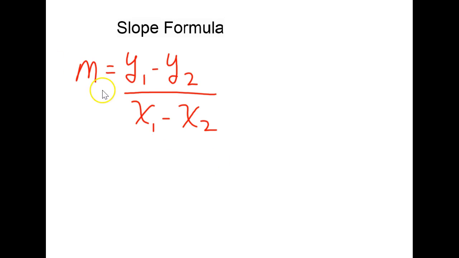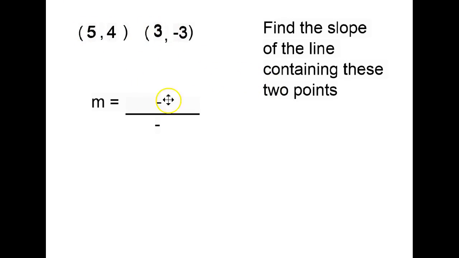The slope formula says that you can find the slope of any line by subtracting the y-coordinates on the top and the x-coordinates on the bottom. So here I don't have a picture of the line, but I do have the ordered pairs of 2 points on the line. So all I need to do to find the slope of the line that contains these 2 points is subtract the y-coordinates on the top and subtract the x-coordinates on the bottom.